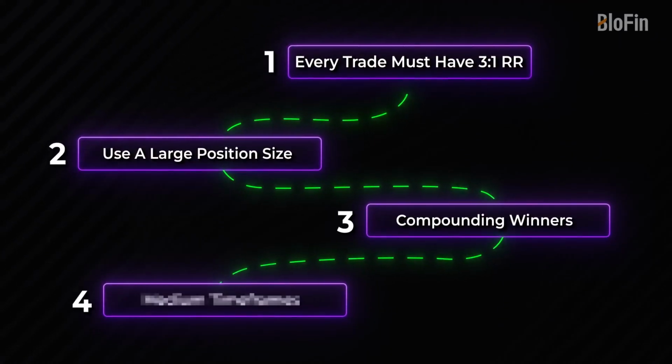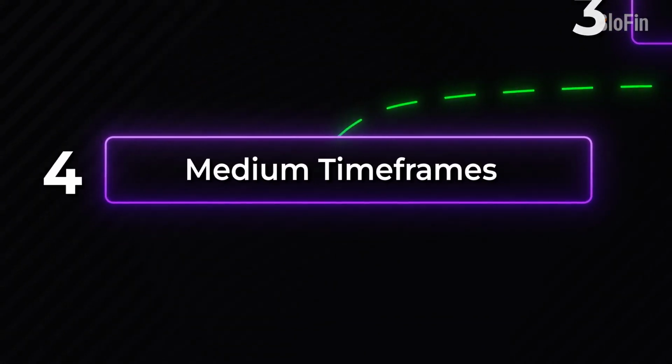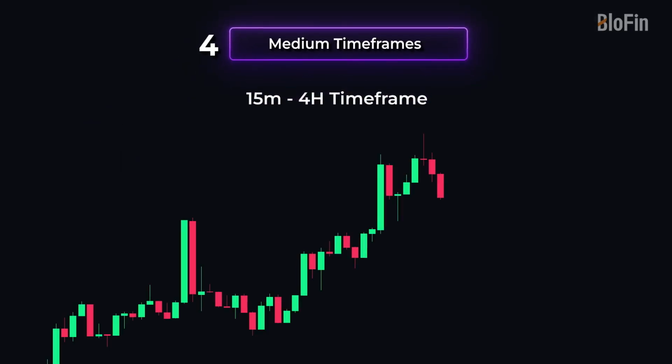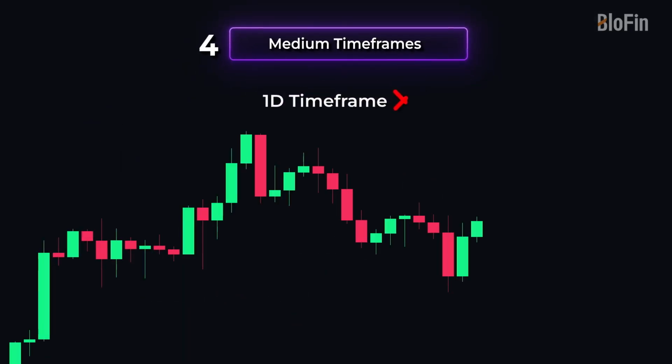Now the fourth and final rule is I only take trades on medium time frames, and that is between the 15-minute to the 4-hour chart. The reason I avoid higher time frames like the daily chart is because each candle takes too long to form.